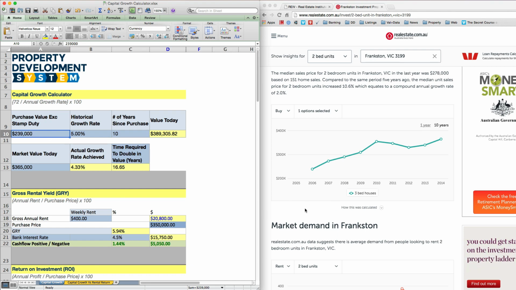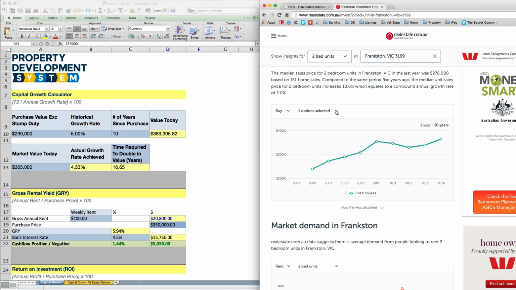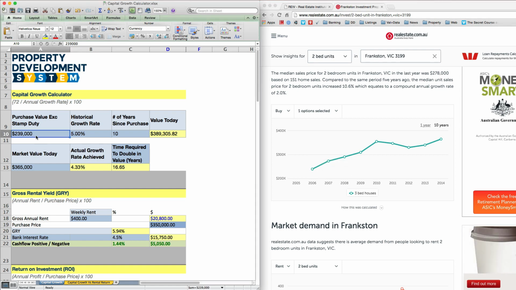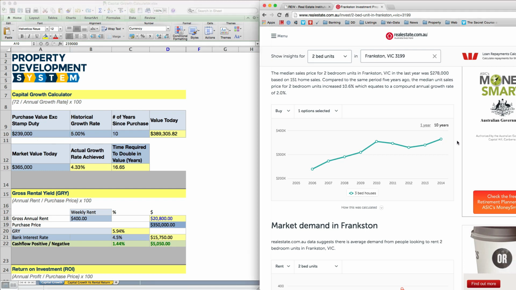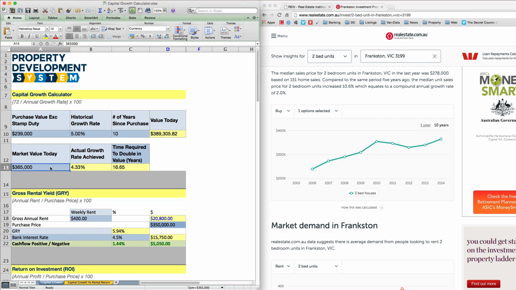Where did I get this data? Well, at this stage all I'm looking at is 3-bedroom houses in Frankston, and I'm looking at the 10-year data, and all I've done is I put my mouse over, and it tells me 239,000 based on 274 sales that happened in 2006. So I got that figure there, and then the other figure is 365,000 from 398 sales, the market value today.